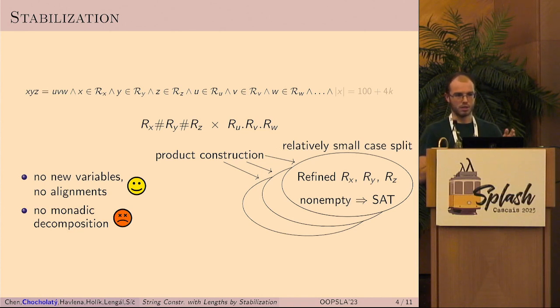Once we refine these languages, we can simply check whether some of the languages is empty. If it is empty, the formula is unsatisfiable. If all of them are refined and non-empty, then the formula is satisfiable.